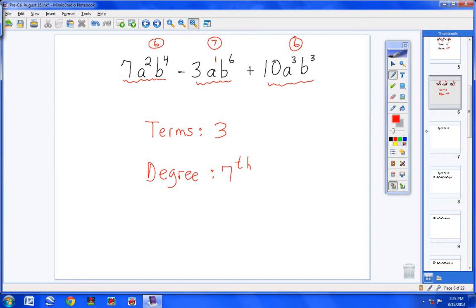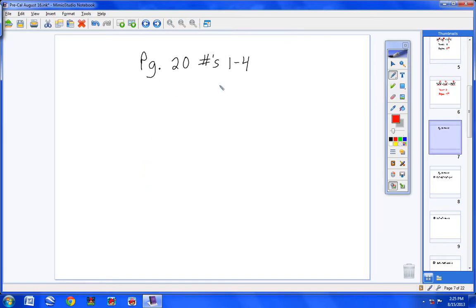So let's go ahead and quickly do 4 problems together in your notes, okay? So here we go. Grab your book. Again, you might have to pause the video because I'm going to keep moving, but that's what it's all about. Pause it as often as you need to. Go ahead and grab your textbook. Turn to page 20 and look at numbers 1 through 4.